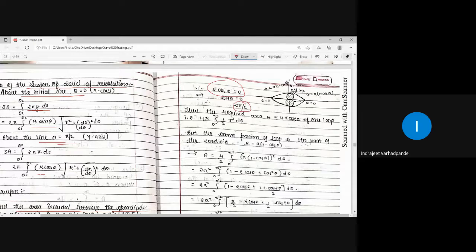Now concentrate on this shaded portion. See, the shaded portion is completely divided into four parts. One of the parts is above the x-axis, below the x-axis, on the right of y, on the left of y. So the shaded portion can be divided into four, and I am considering only this particular loop of the region which is bounded between the two cardioids. So to calculate the complete area, I will multiply it by 4.